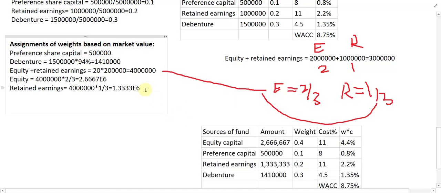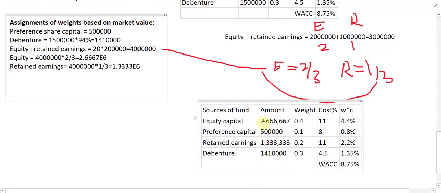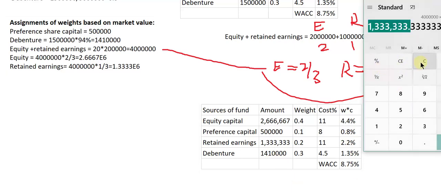So now we want to calculate the weights. How to calculate the weight? First of all, you have to find out the total of all these sources of funds. This one plus this one plus this one plus this one becomes equal to how much? We need to find the total of all the sources based on the book value. We know the total of equity plus retained earning is 4 million. Plus the debenture value of 14,10,000 plus the preference value of 5 lakh. So now the total value of all sources of funds is equal to how much?